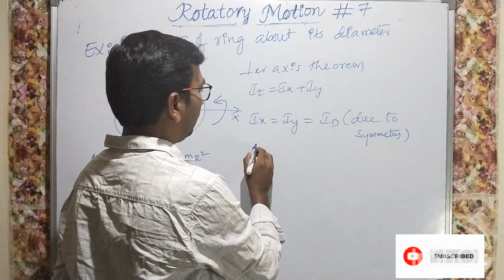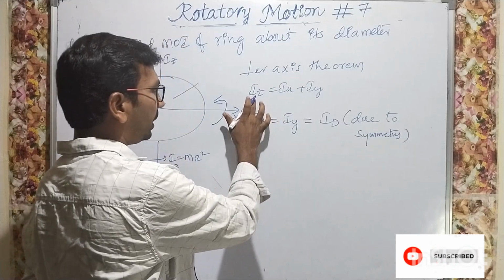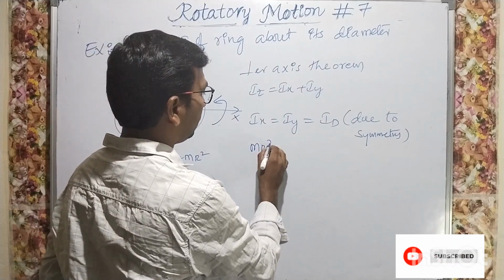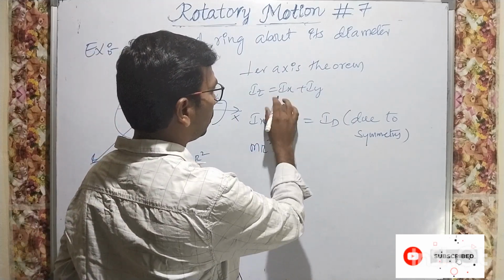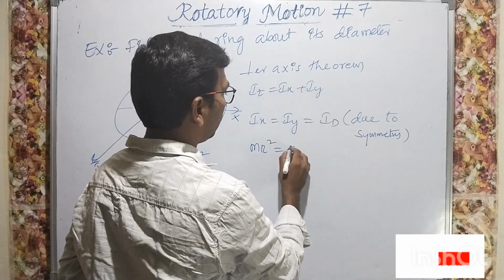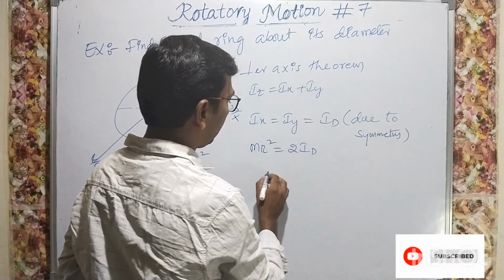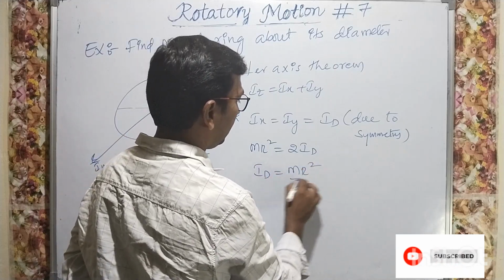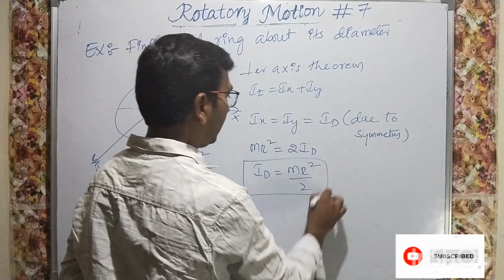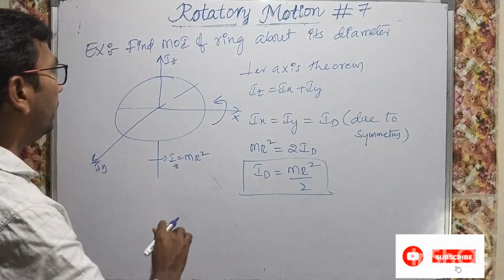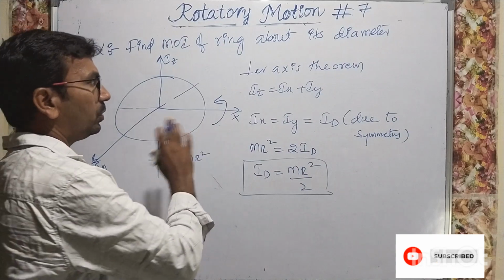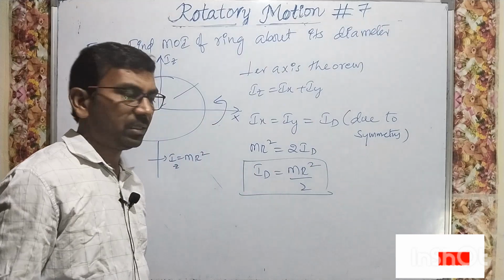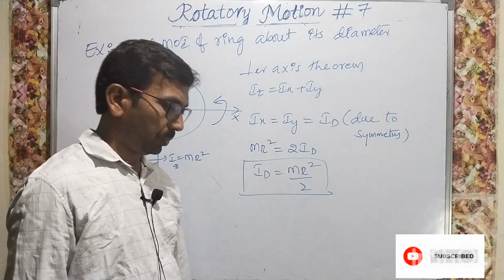So Iz, the moment of inertia along the z-axis, is equal to mr square. Due to symmetry both are the same, so can I write 2 times the diameter moment. So the moment of inertia along the diameter is equal to mr square by 2. So by using the perpendicular axis theorem we can find the moment of inertia of a ring about its diameter. The formula is Id is equal to mr square by 2.